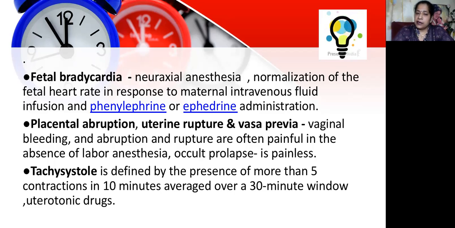In cases of placental abruption, uterine rupture, and vasa previa, there would be vaginal bleeding. Abruption and rupture are often painful, and occult prolapse is always painless. Tachysystole, that is excessive uterine contraction, is defined by presence of more than 5 contractions in 10 minutes over a 30-minute window period. Now, the history of giving uterotonic drugs would be self-evident, and in such situations, tocolytics can be given.